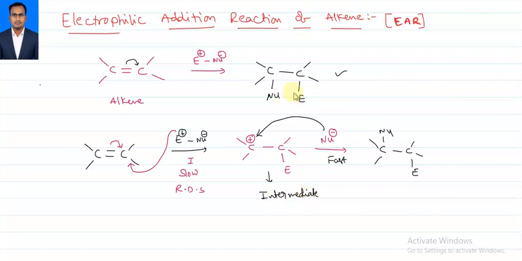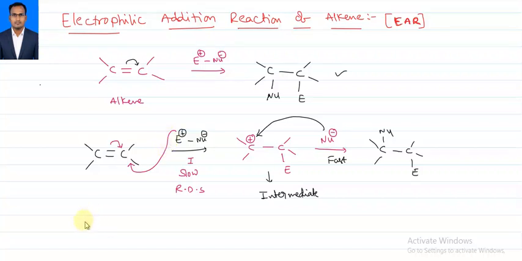Hence, rearrangement can take place with respect to the carbocation. Depending on the stability of the carbocation, rearrangement can take place. Now the first step is the slow step, the rate determining step. That's why this reaction is called an electrophilic addition reaction. The electrophile only decides the rate of the reaction.